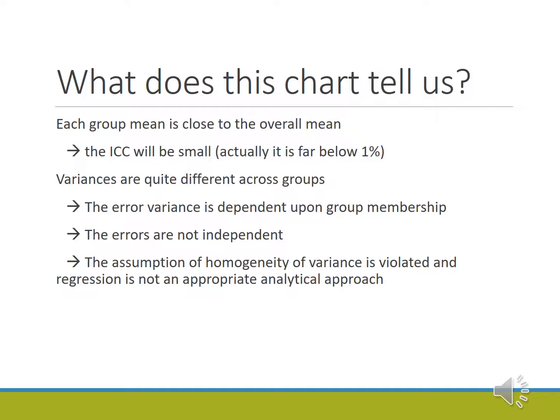So this is an extreme example where you have a small ICC, but because the homogeneity of variance is violated, you cannot run regression. You actually have to go through a lot of work to get to this point, so why not run a multi-level model right away?